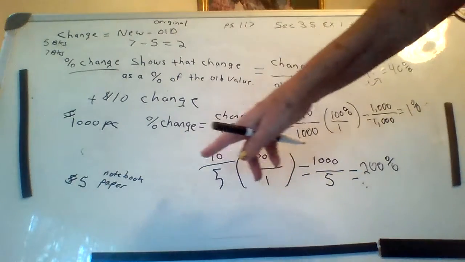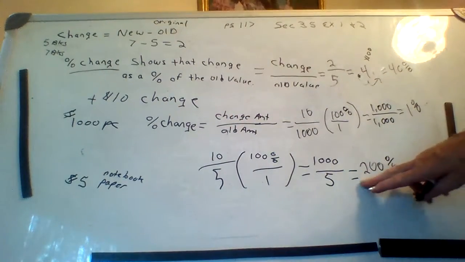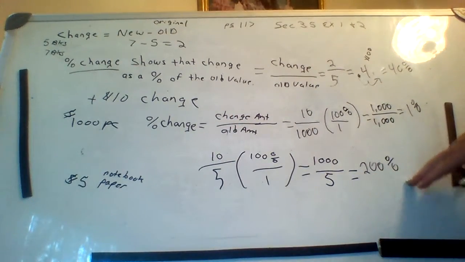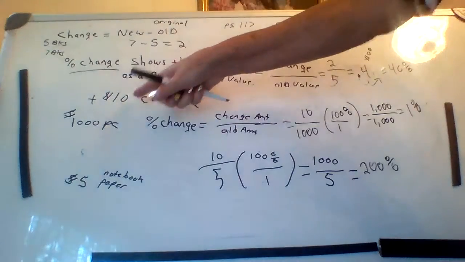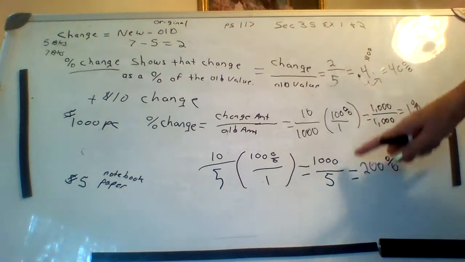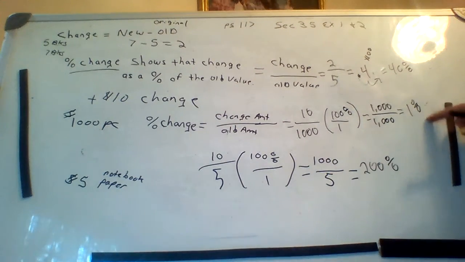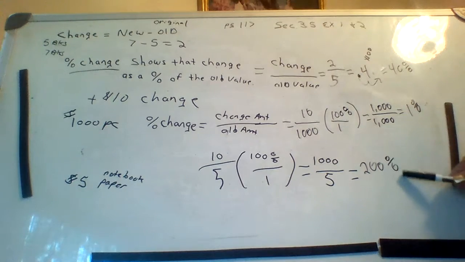So if we add $10, we've increased the amount from the original value 200%. Here we only increased it by 1%. The change was the same. What made the difference is we compared it to the original value. So yeah, this would be a big deal.